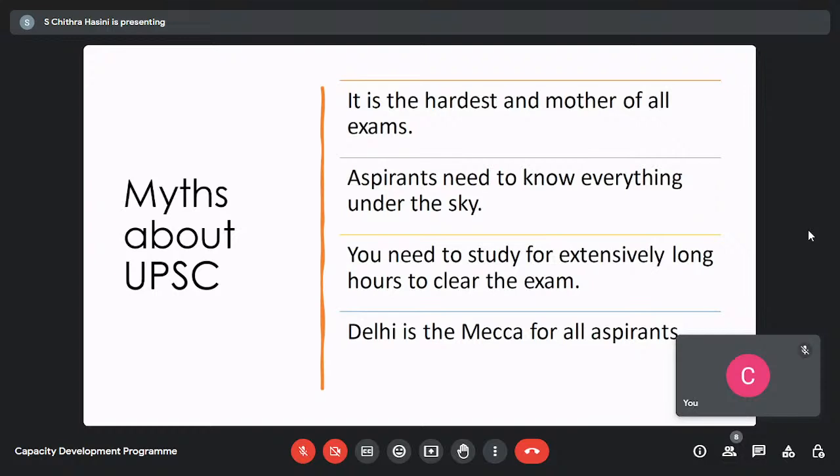And the fourth myth is that Delhi is the mecca for all aspirants. Believe me, even if you don't come to Delhi and stay in your place, you can crack the exam. You might have heard people saying, see, that girl, the child of an auto driver, has qualified the exam. Did she come to Delhi? No. Do they have the financial resources to send her to Delhi? No. So don't believe in all these myths.